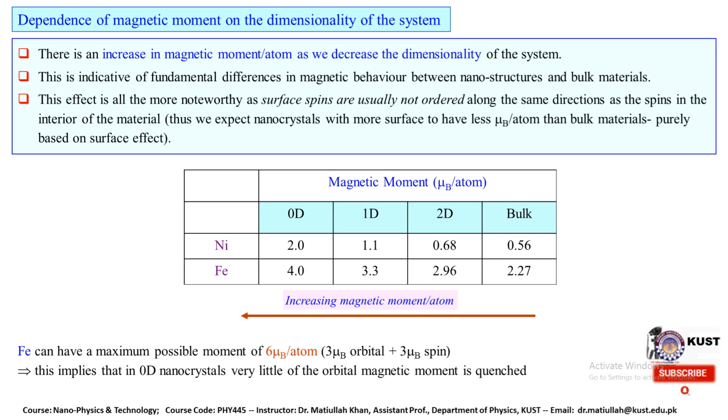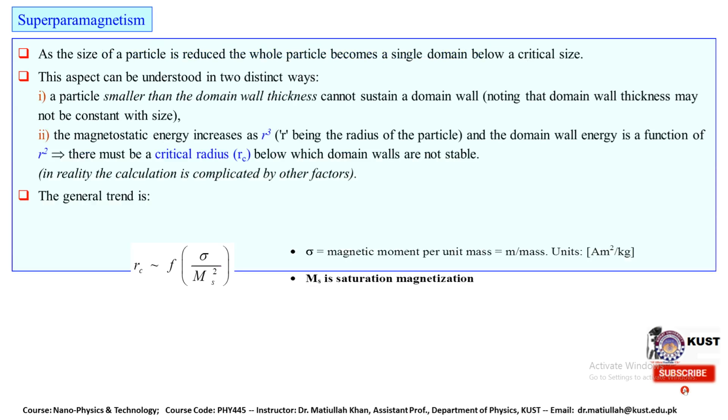So here we can see that an increase in magnetic moment per atom is found with the decrease in the dimensionality of the systems. This is the general illustration from this table. We can have a maximum possible magnetic moment of 6 mu B per atom, that is 3 mu B from the orbital moments and 3 mu B from the spin moments, and this implies that in a 0 dimension nanocrystal very little of the orbital magnetic moment is quenched.